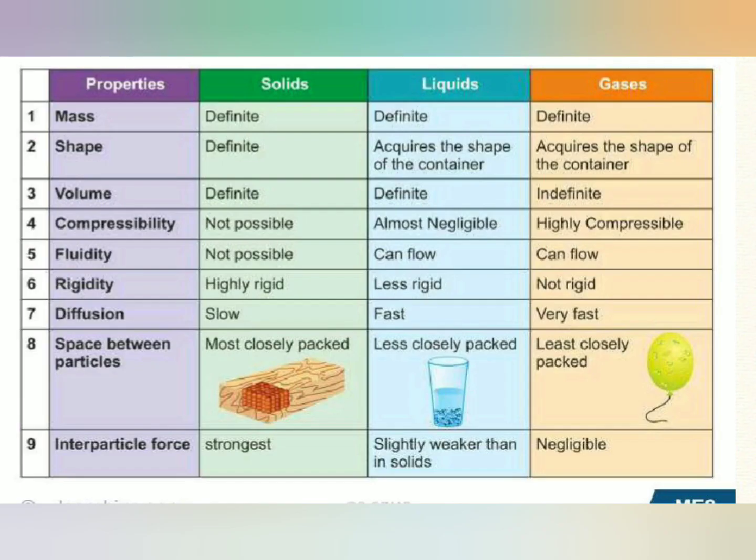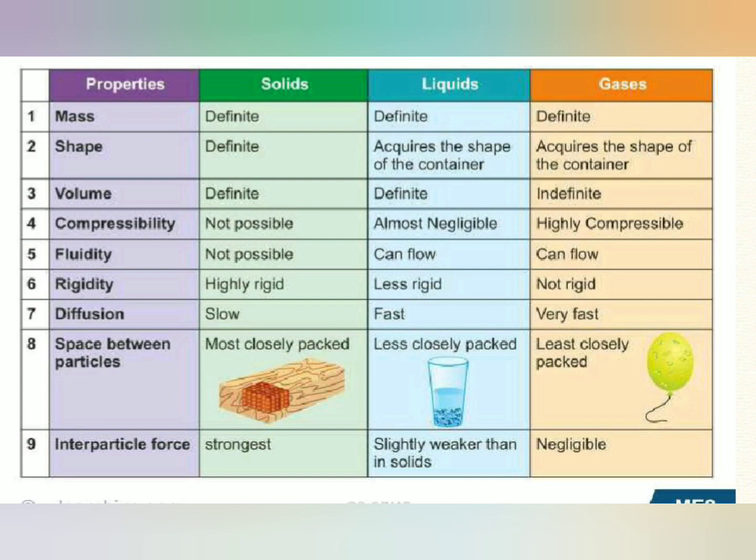The properties of solid, liquid and gas. First property is mass. Solid, liquid and gas, all three states have definite mass. Second property is shape. Solid has definite shape, but liquid acquires the shape of the container, and the gas also acquires the shape of the container. This is because solid has strong bonding between the molecules but liquid and gas do not. Third property is volume. Solid has definite volume and liquid also has definite volume but gas has indefinite volume.